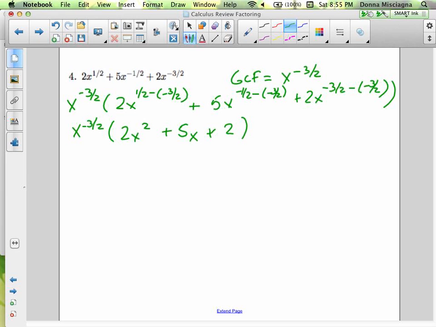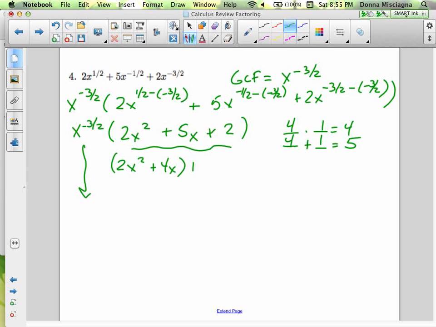And we can now use factor by grouping to factor this part, right? So 2 times 2 is 4. Two numbers that multiply to give us 4 but add to give us 5 are 4 and 1. So I'm just going to do this, I don't have to keep writing that. So we have 2x squared plus 4x, your group, plus x plus 2, your group. Factor out a 2x, we get x plus 2. Factor out a 1, we get x plus 2.